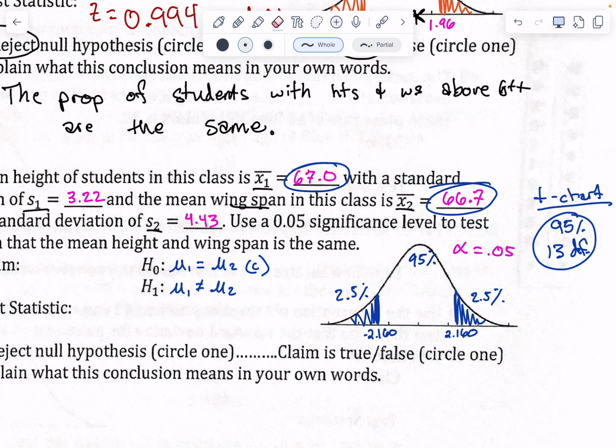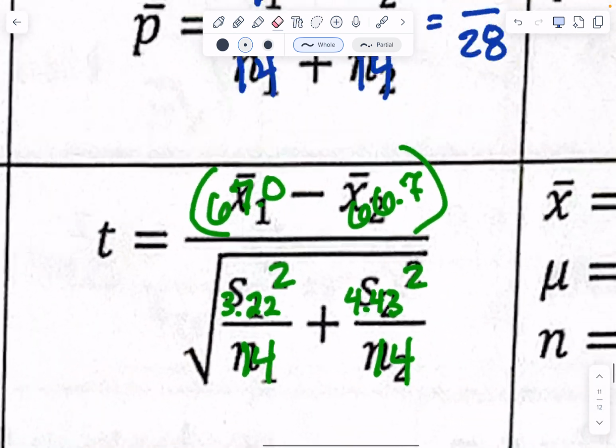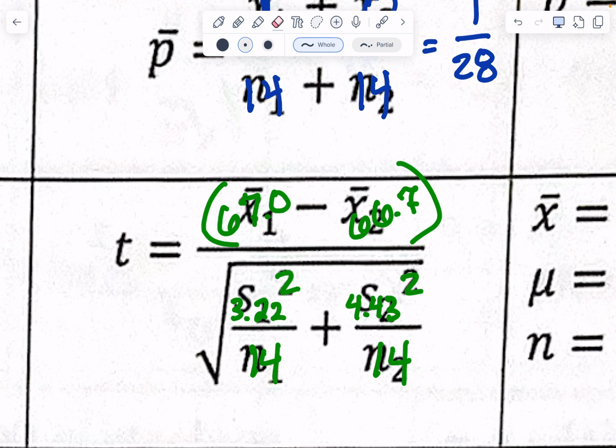3.22. Okay, are we good? Wait. All right, here's the formula, plus another, if you can read over top of my mess here. 4.43 over 13. And there.